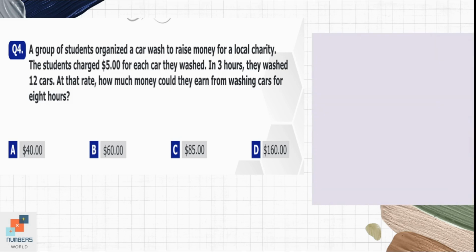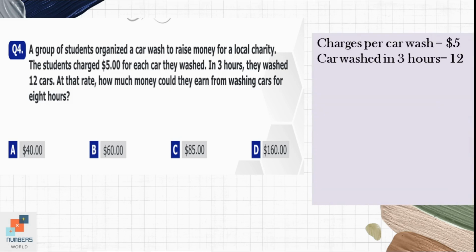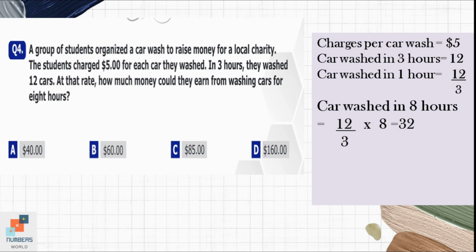Students have charged $5 per car wash. In 3 hours, they have washed 12 cars. So in 1 hour, they will wash 12 by 3 cars. To calculate how many cars are washed in 8 hours, we will multiply the fraction by 8. So 12 eights are 96, and 96 divided by 3 is equal to 32. It means 32 cars can be washed in 8 hours.